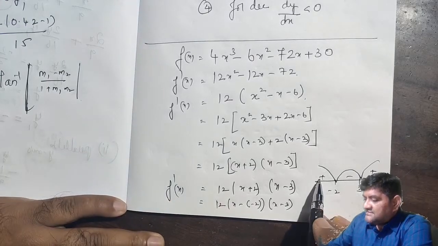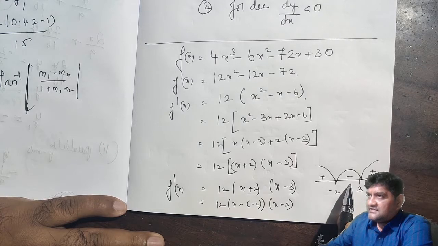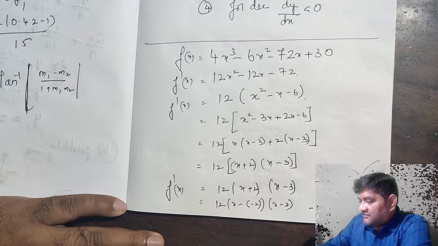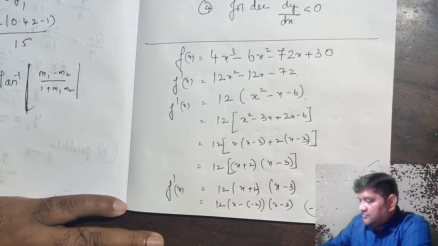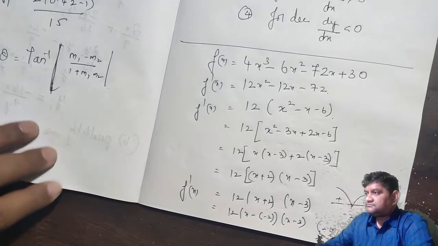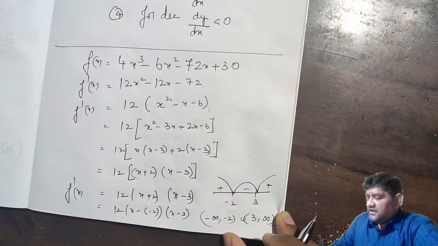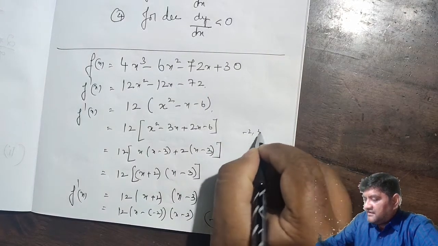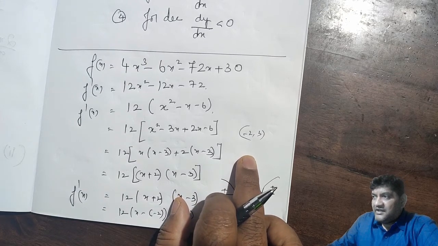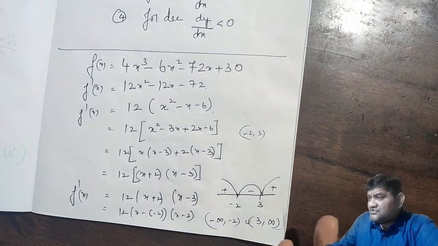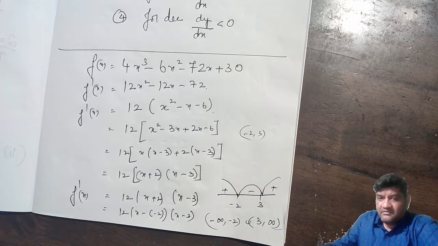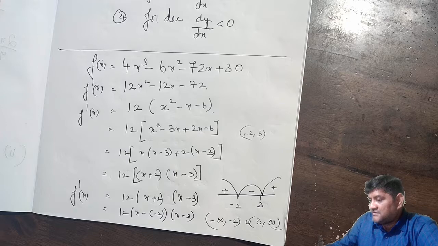Wherever there is a plus, it is increasing. Where there is a negative, it is decreasing. So it's increasing in the interval minus infinity to minus 2, union 3 to infinity. Very simple. And where is it decreasing? From minus 2 to 3. Now this again, I'm doing this because it's an MCQ based question and you can simply solve it and move on. And that is it. You don't need to do anything else. You're done with this question.